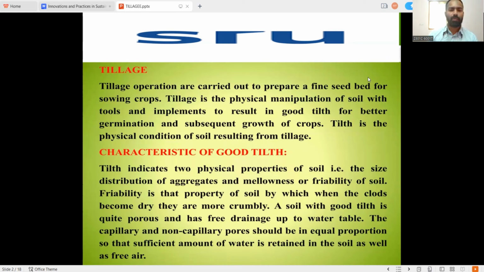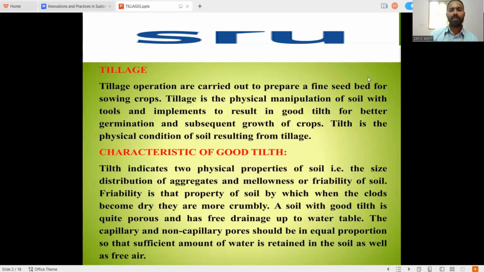The friability is that property of soil which, when clods become dry, are less clumpy. A soil with good tilth is quite porous and has free drainage up to the water table. Okay, means what? Soil with good tilth has good water drainage capacity. It will easily drain your excess water.